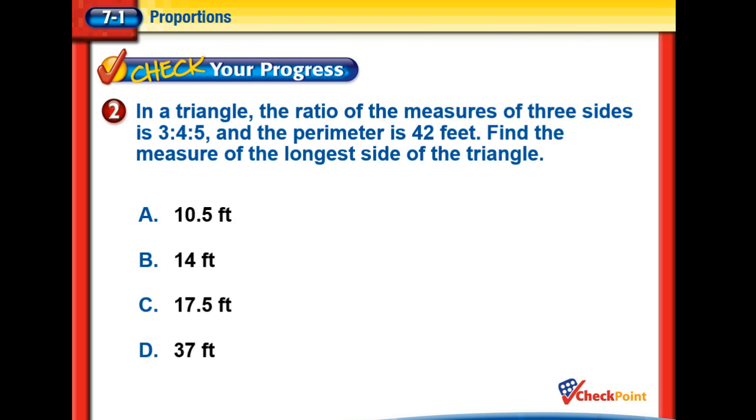Okay, here's one for you to work out. In a triangle, the ratio of the measures of the three sides is 3, 4, 5, and the perimeter is 42 feet. Find the measure of the longest side of the triangle. Okay, so you may need to pause to write this problem down, and then we will move on. Again, I will be checking in your notebooks for this question.